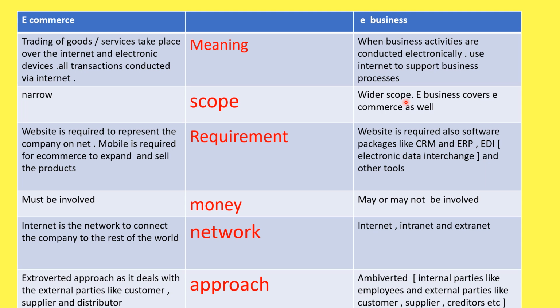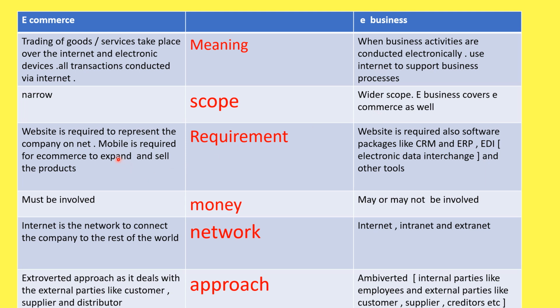Now we tabularize the differences between e-commerce and e-business. The first is the meaning. E-commerce means trading of goods and services, when you buy and sell goods and services through the internet and over any electronic device. All transactions are through the internet. E-business means when all the business activities are conducted electronically, using the internet to support business processes. There is a very narrow scope of e-commerce. E-commerce is a part of e-business. E-business has a wider scope. E-business covers e-commerce as well.